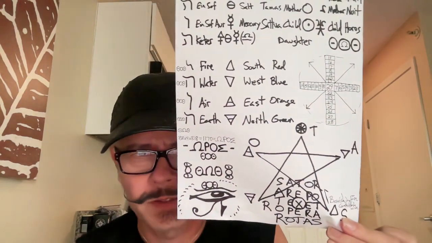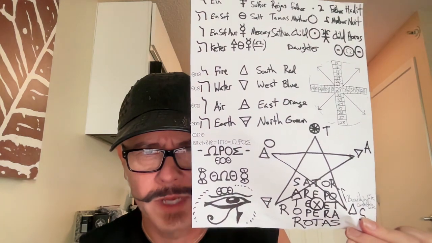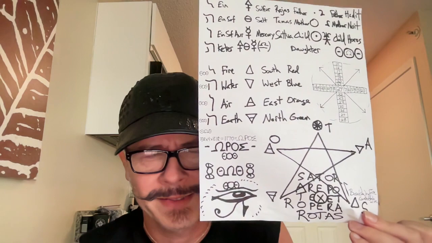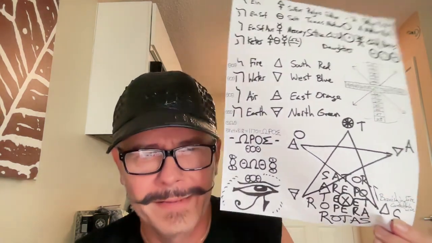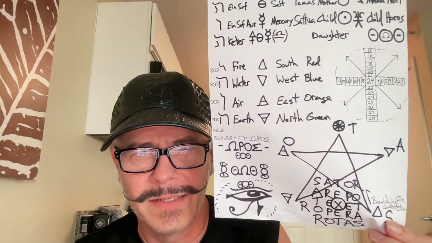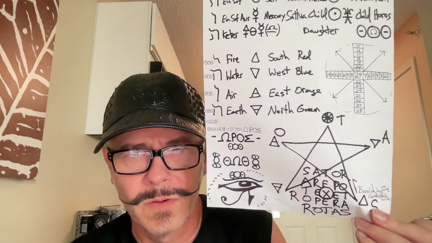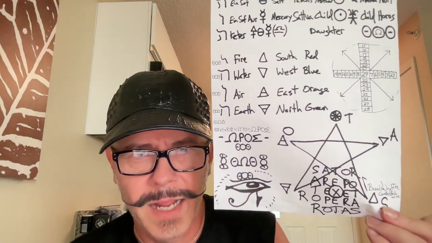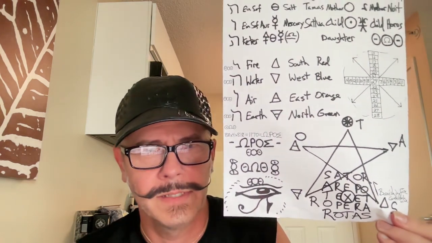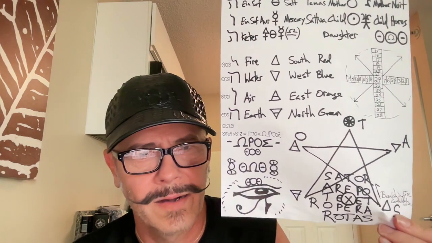It goes Sator, Arepo, Tenet, Opera, Rotas. All right, and that's fire, air, spirit, water. Nope, I got it wrong. It's fire, water, spirit, air, earth. All right, that's what it is. Fire, water, spirit, air, earth.